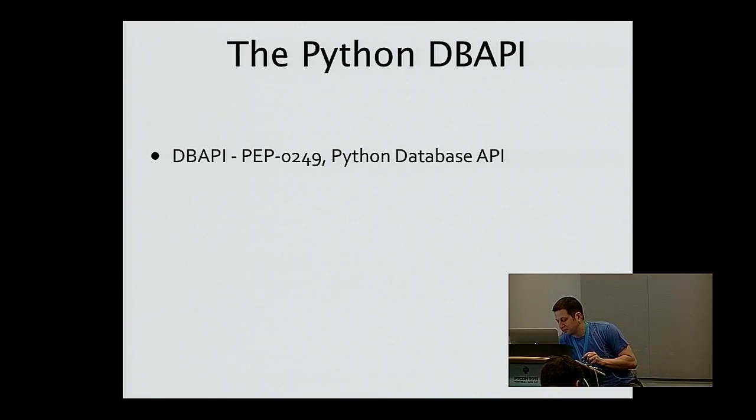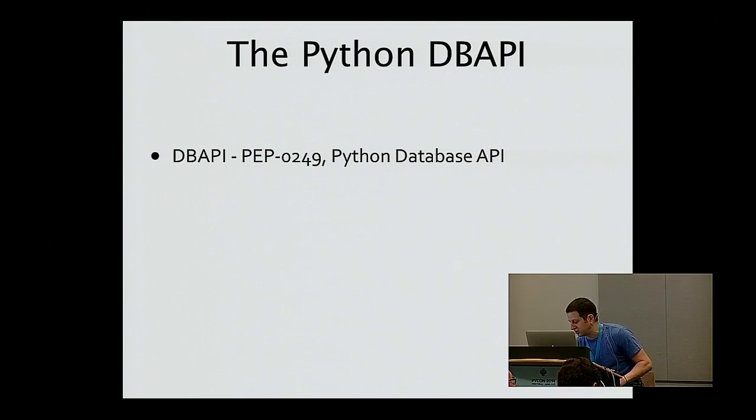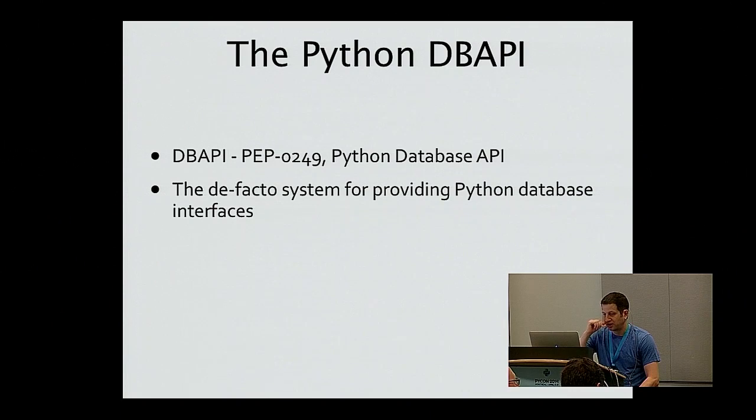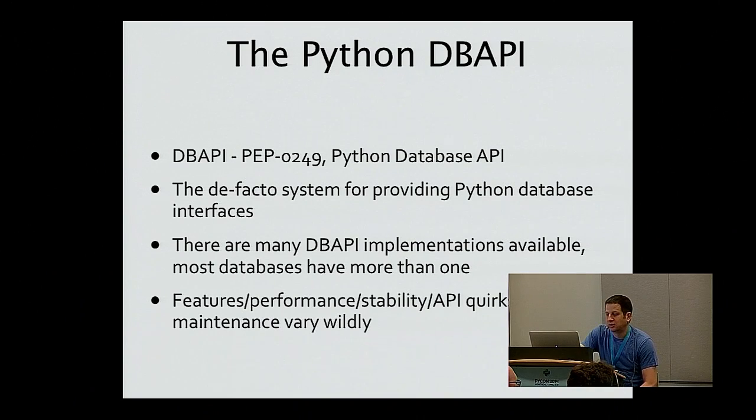Does everyone know what a PEP is? Python Enhancement Proposal. That's where Python has all of its specifications for everything that it does. So DBAPI is PEP 249. That's the system that pretty much everyone uses for providing Python database interfaces. There are many dozens of them. Most databases have more than one. MySQL has at least 10, and we support about 6 of them because people keep sending me pull requests.